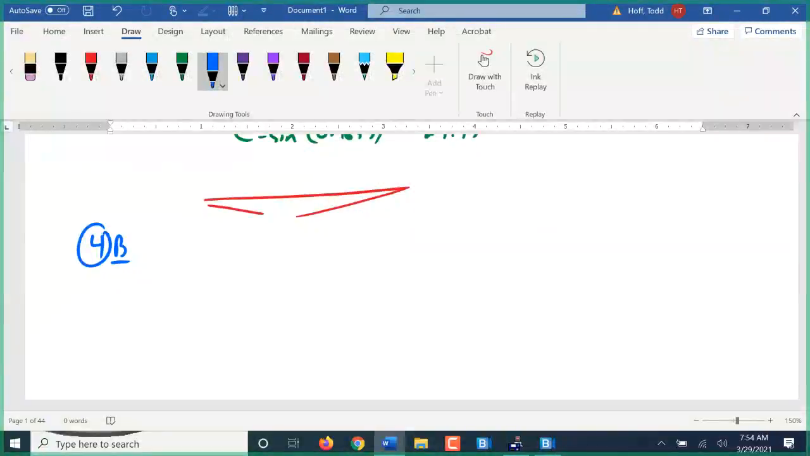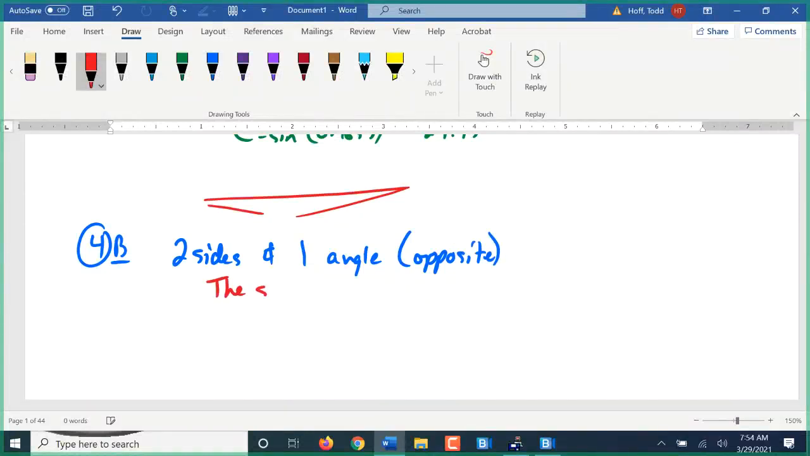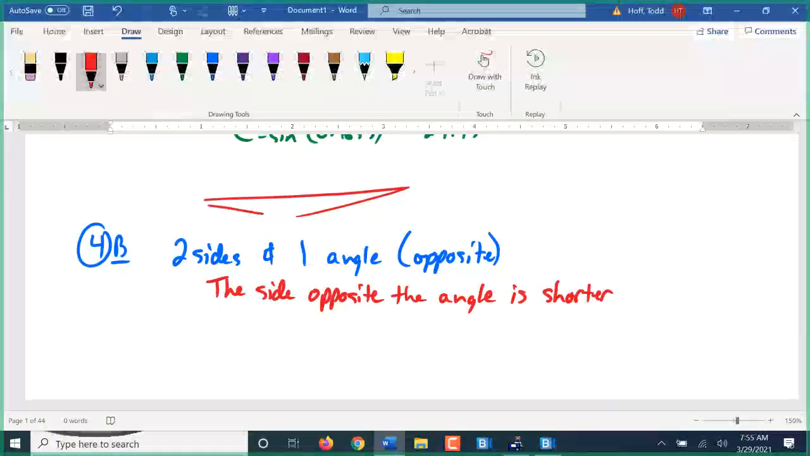So for the other possibility, we have two sides and one angle. That angle is opposite one of the two sides, but the side opposite the angle is the shorter of the two given sides. When this happens, there are a couple of possibilities. One gets really ugly. The other requires us to know some additional information.